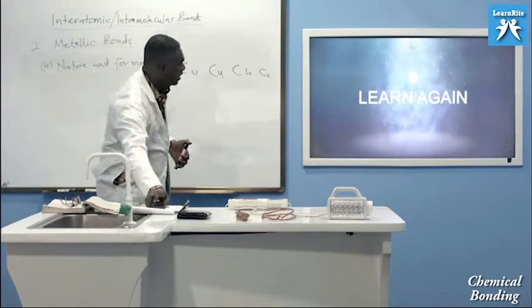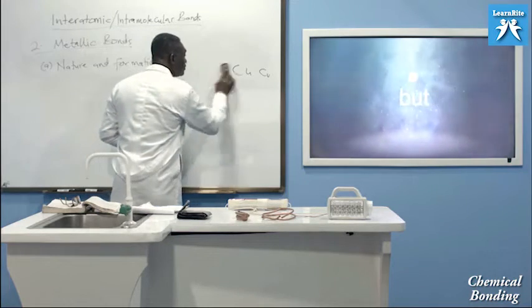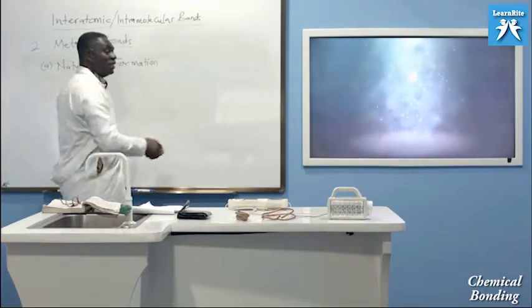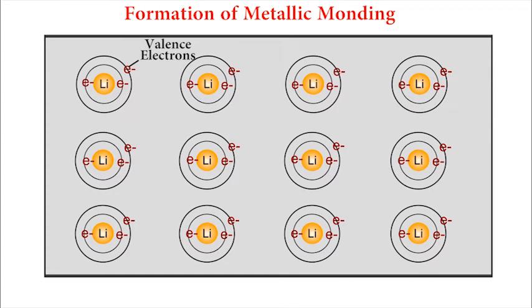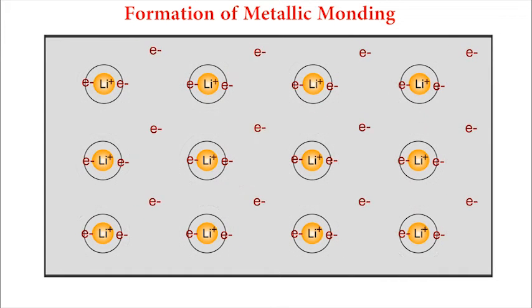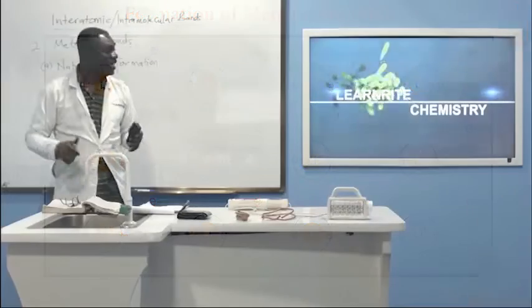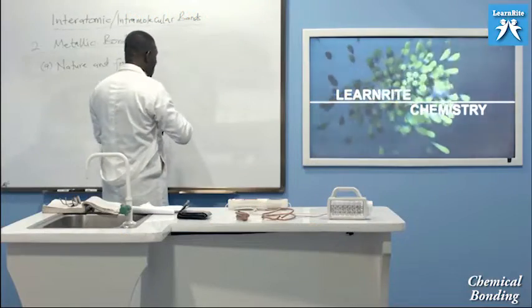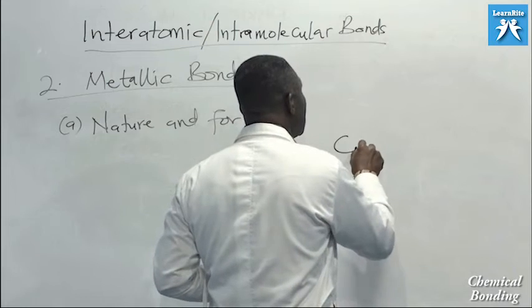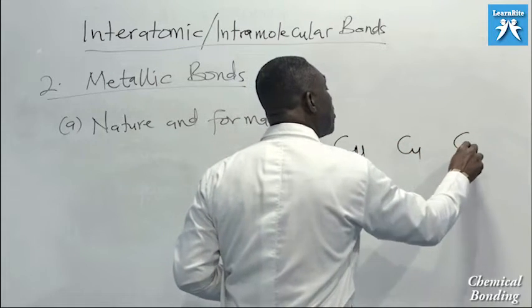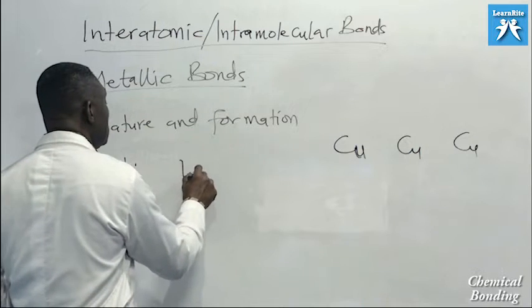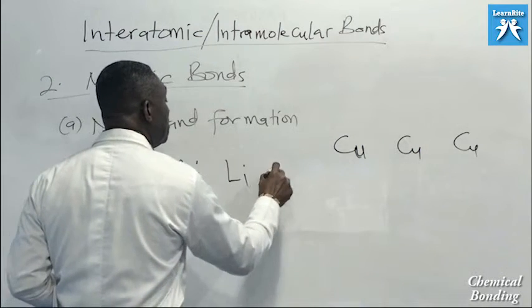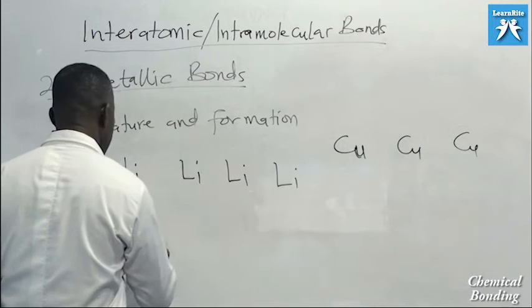So what happens in metals is that the valence electrons in the metals themselves will leave the atoms' shell. And when the electrons leave, like I said, copper, copper, copper, if you have this copper there, that copper there, or if I decide to use lithium, lithium, lithium, another one will be there.